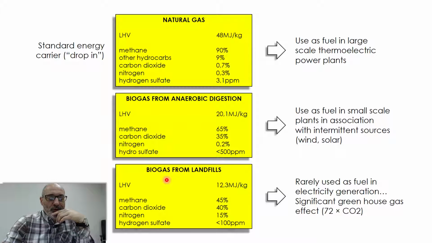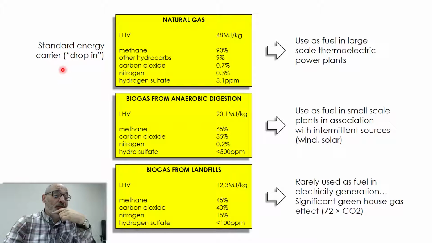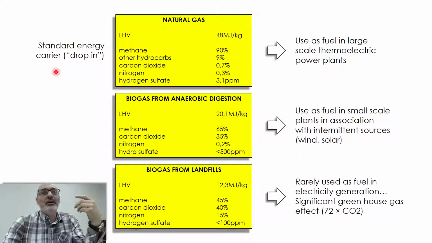So I'm going to show you the composition of biogas from different sources, but I want to compare that with what we call our gold standard in terms of fuel, which is natural gas, or almost pure methane. Natural gas is also what we call an energy carrier, or what we call here in Brazil an energy vector.